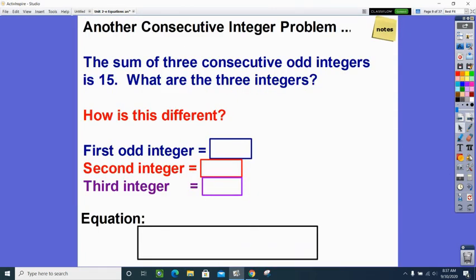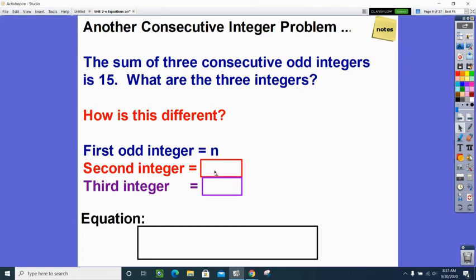So here's just another one. It doesn't matter if it's odd or even. It's kind of the same kind of thing we're doing here. And again, I picked a really silly number. You could guess and check this in a heartbeat. But, so the first odd integer I'm going to name as n. I need 3 of them that add to 15.